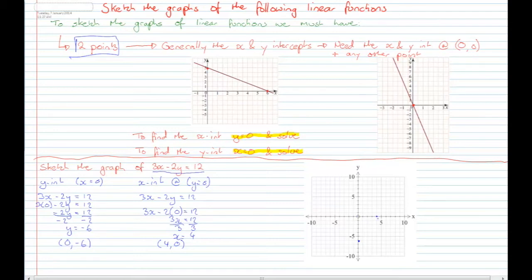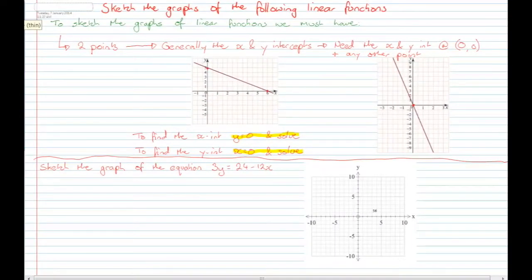We've now got our 2 points, so what we're going to do is get a ruler, and we're going to rule a straight line going between those 2 points and beyond. Make sure we also draw a little arrow to show that it continues on forever. And we're going to write the x and y intercepts using Cartesian points. So that is at 0, negative 6 and 4, 0.